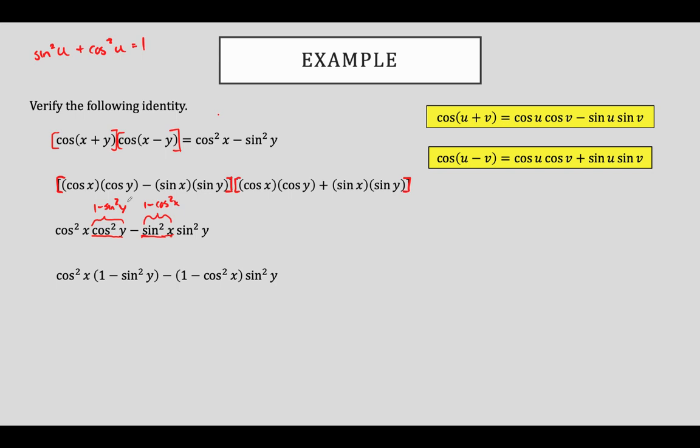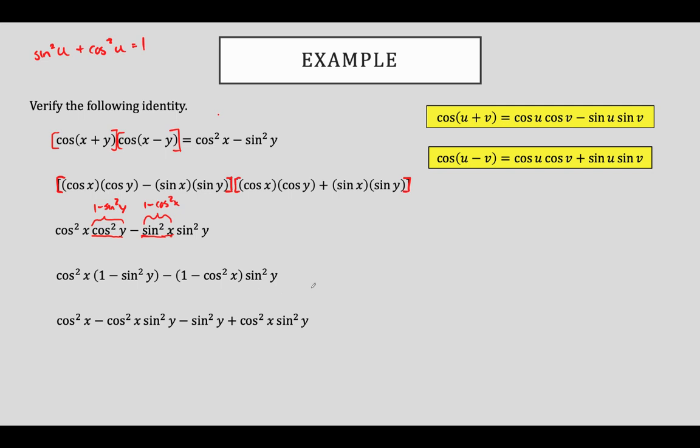So we've got cosine squared x times 1 minus sine squared y minus 1 minus cosine squared x times sine squared y. Let's now do out the algebra. Let's multiply all of this through. Well, that gives me cosine squared x times 1 is cosine squared x. Cosine squared x times negative sine squared y gives me a minus cosine squared x sine squared y. A minus 1 times sine squared y gives me a minus sine squared y. A negative 1 times a negative cosine squared x is positive, times sine squared y, so positive cosine squared x sine squared y.